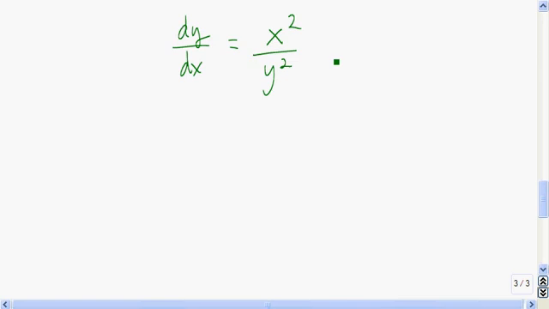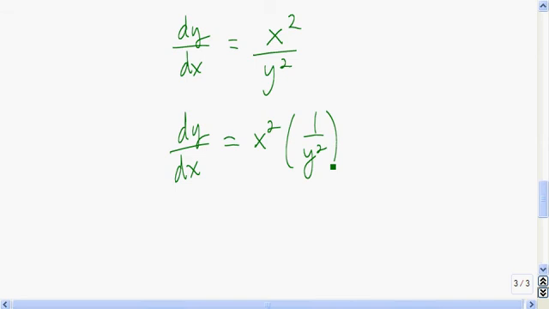Okay, let's solve this differential equation here. We start off by recognizing that it is separable since the right-hand side can be written as a function of x times a function of y. To solve this, we'll separate the variables. So we'll get the y's on the left side and the x's on the right side. So we have y squared times dy dx is equal to x squared. And now we integrate both sides with respect to x.